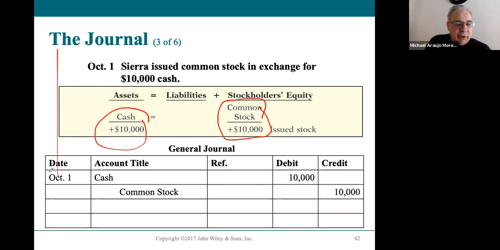This is what it looks like in the journal. We start with the date of the transaction. You're going to have a column for the date. You'll have a column for the accounts, one line for each account. Some journals have a reference column, some don't. Don't have to worry about that. But you will see two other columns on the far right side, the debit column and the credit column.